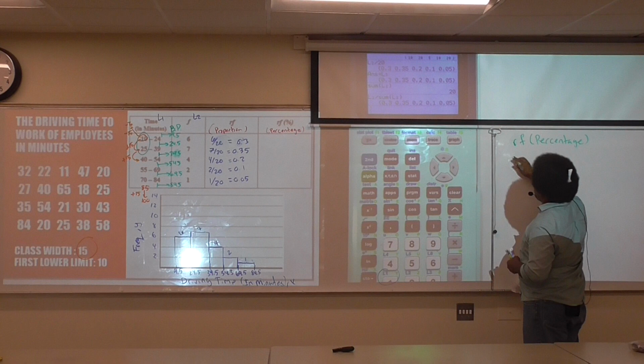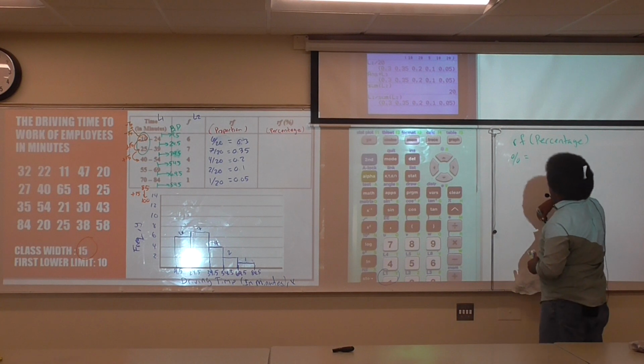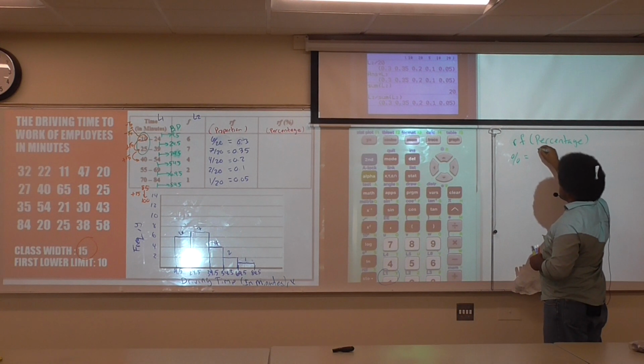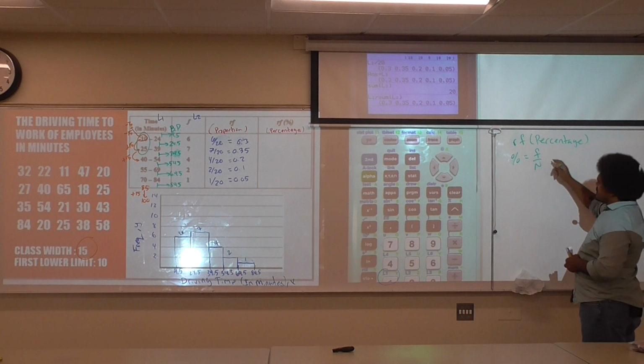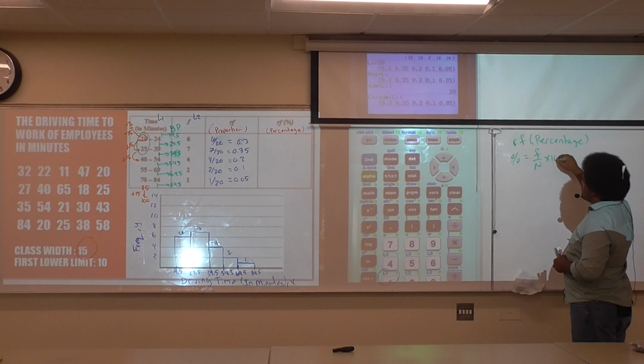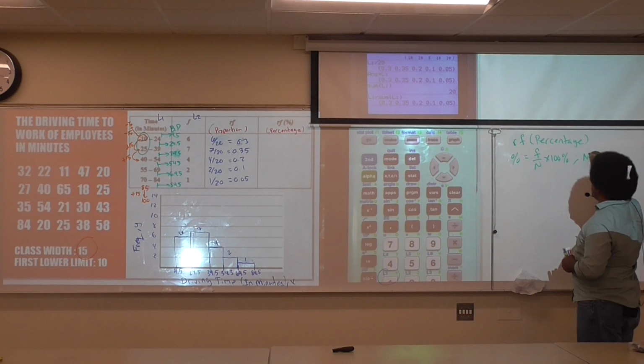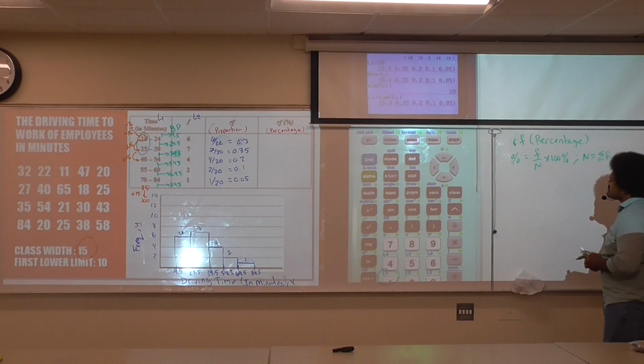So over here, I'll just write the percentage symbol. And naturally, relative frequency comes from getting the frequencies and dividing by n, where n is the sum of all frequencies. And all we're going to do is multiply this by 100%. Once again, n is the sum of all frequencies.